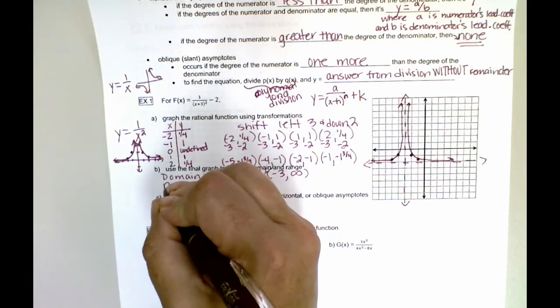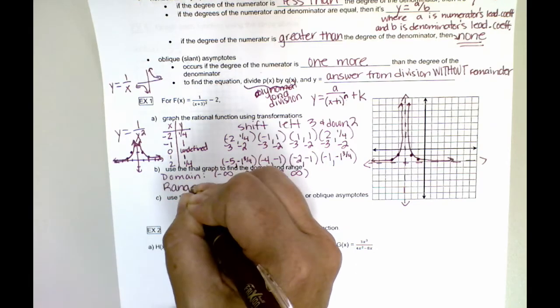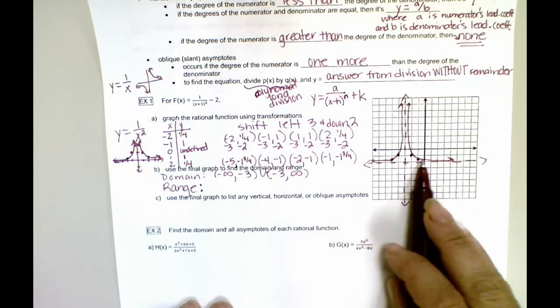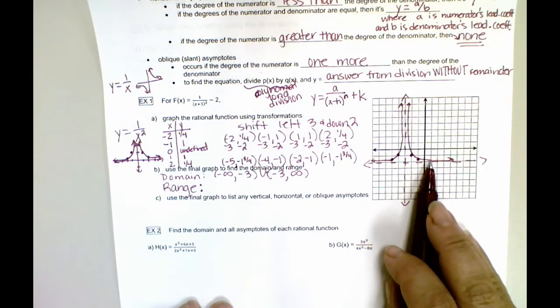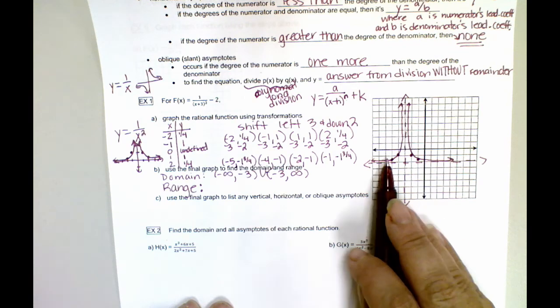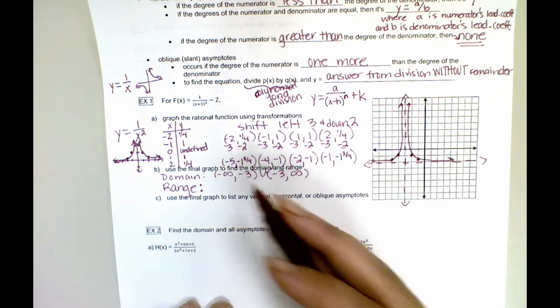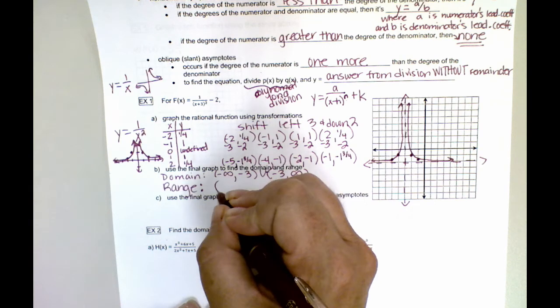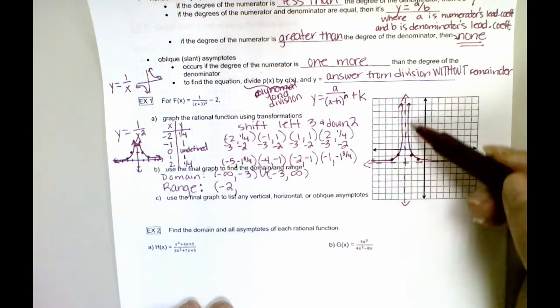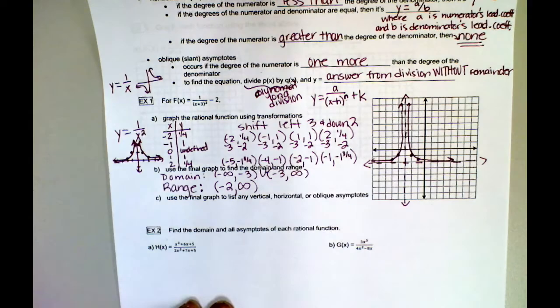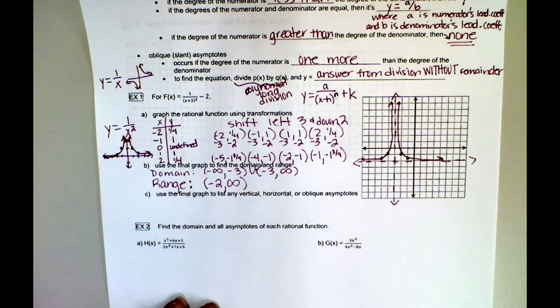For the range, I don't have any y values down here. So the asymptote is the start of my y values. Again, it gets close to the asymptote, but it's not going to touch it. So I go from negative 2, and then my arrows go up, so all the way to infinity for my range. C, use the final graph to list any vertical, horizontal, or oblique asymptotes.